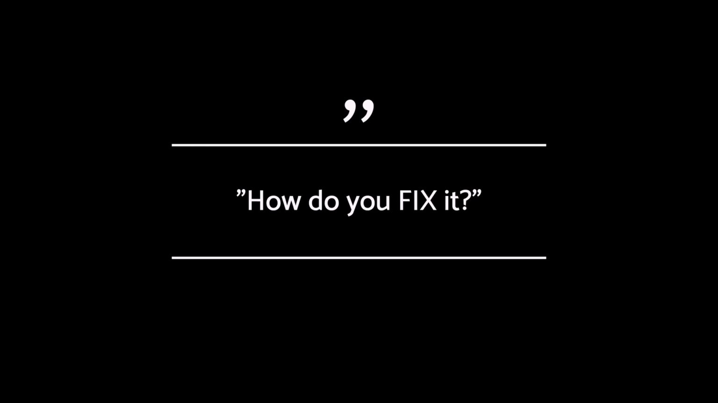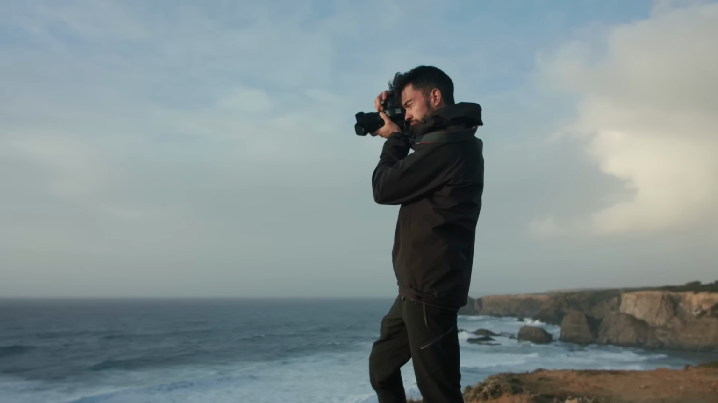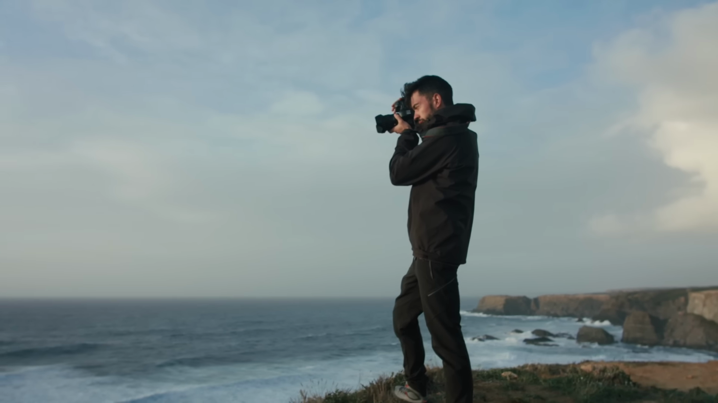So here's the big question. How do you fix it? Well, first, pay attention to your shutter speed. A simple rule of thumb is to keep your shutter speed at least as fast as 1 over your focal length. So if you're shooting, let's say, 50 millimeter, try to stay at 1/50th of a second or faster. If you're at 100 millimeters, aim for 1/100th or faster. This isn't a hard rule, but it's a reliable starting point.